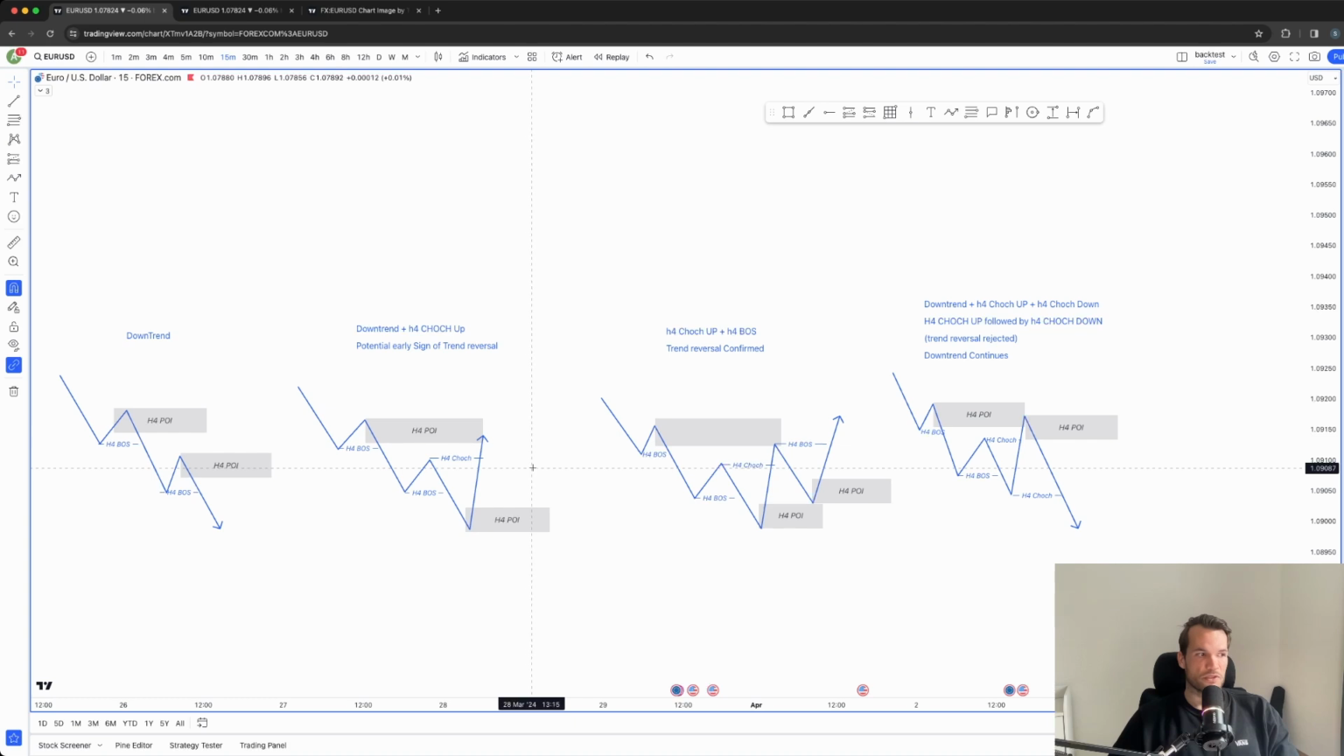Obviously, there's more intricate stuff like selecting your H4 points of interest and your OB selection on the M15, which you'll get to see me do over on the backtesting. But this is really your bread and butter here, the type of setups you're looking for, and you'll see me marking them out as we go. So let's jump over to the live charts and start this backtesting.